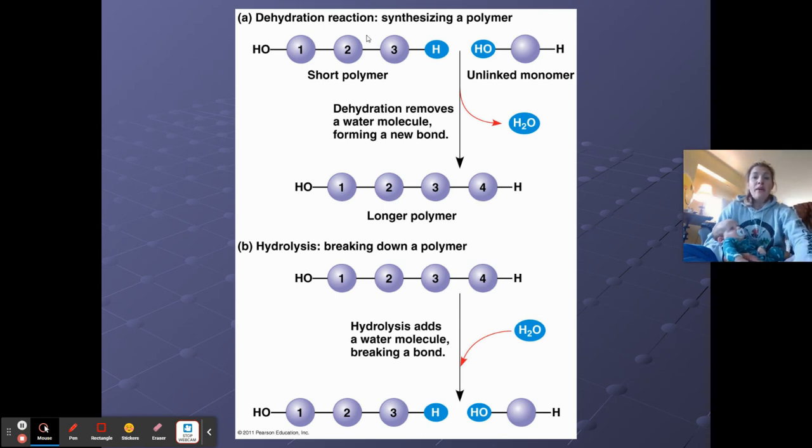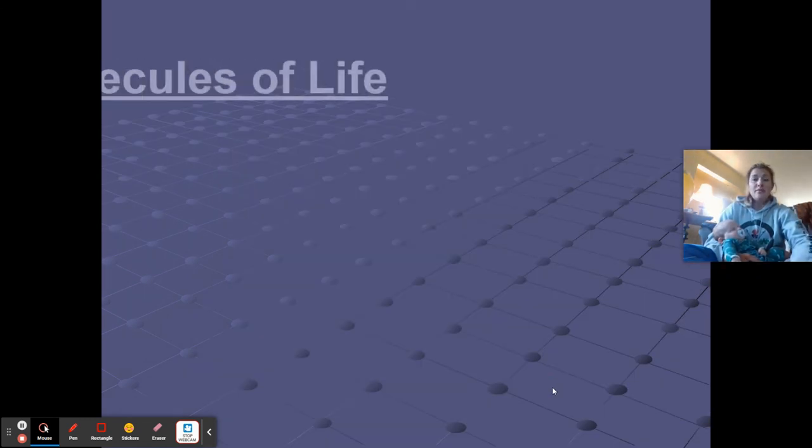So up here, if we have a short polymer and an unlinked monomer, and here we have an OH group, so we have an alcohol group and an H group, those are going to bind together and leave to make water, and that connects our polymer together. The opposite is what happens in hydrolysis. So if we have our long polymer, when we add water, it gets attracted to those two bonding sites. The H gets added here, and we have an OH, so it makes this molecule an alcohol, and then that molecule will actually separate.